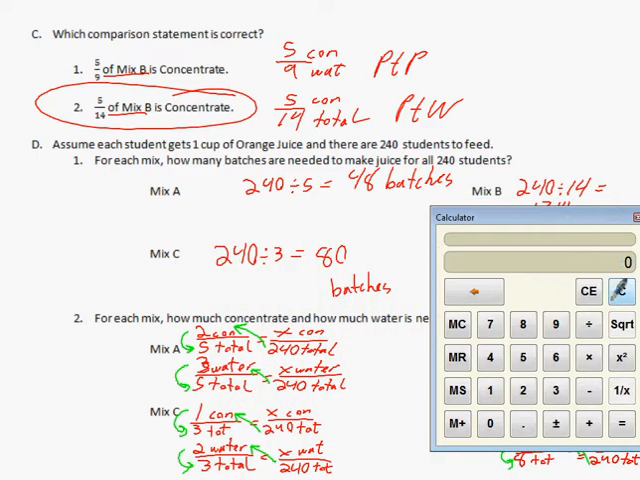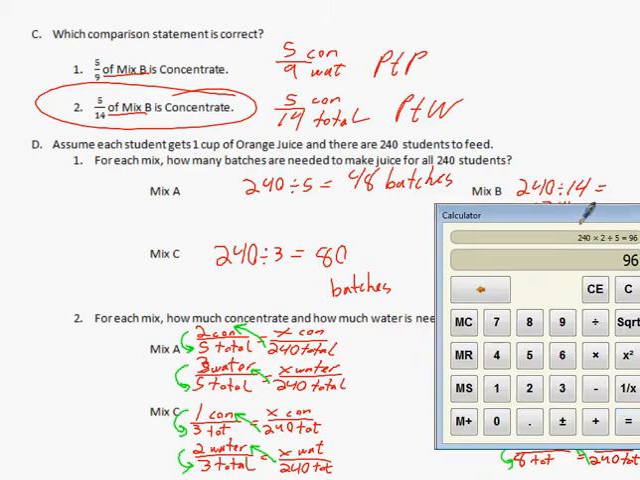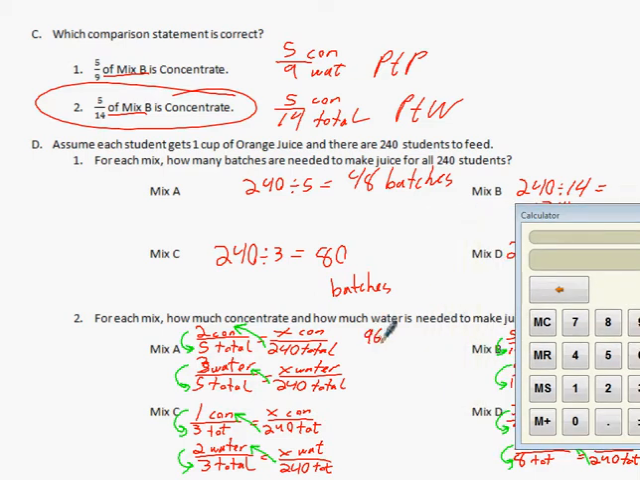First one, 240 times 2 divided by 5, 96. Concentrate. 240 times 3 divided by 5, 144. Water, and that goes there. I'm going to separate it like that.